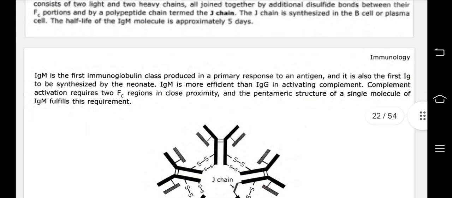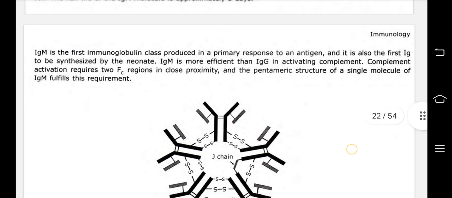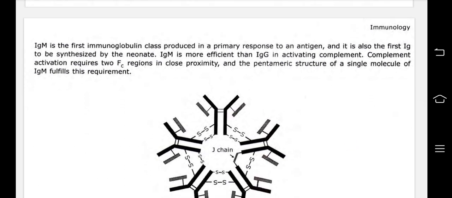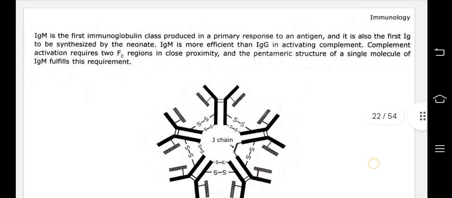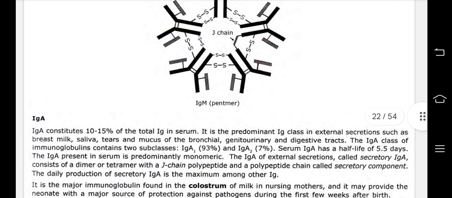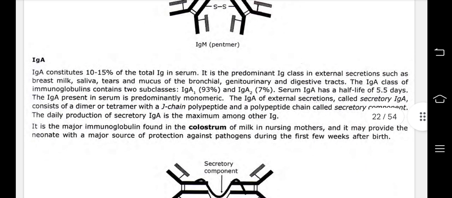So IgM is the first immunoglobulin class produced in a primary response to an antigen, and it is also the first Ig to be synthesized by the neonate. IgM is more efficient than IgG in activating complement. Complement activation requires 2 Fc regions in close proximity, and the pentameric structure of a single molecule of IgM fulfills this requirement. Then IgA.